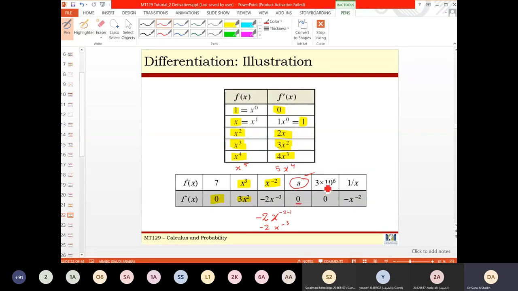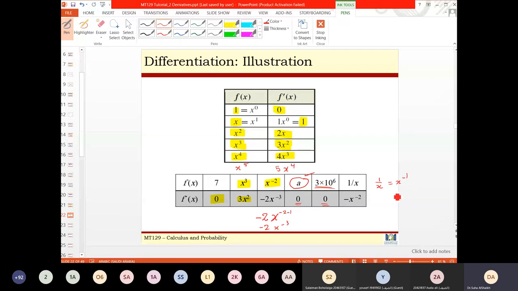What's the derivative of 3 multiplied with 10 to the power 6? هذا ثابت رقم صح؟ هذا 3 million. It means 3 million. So the derivative is again 0. No matter how big is the number. What's the derivative of 1 على x? 1 على x is like x to the power minus 1.